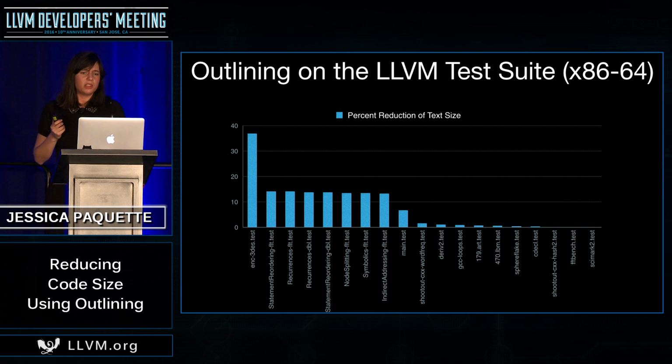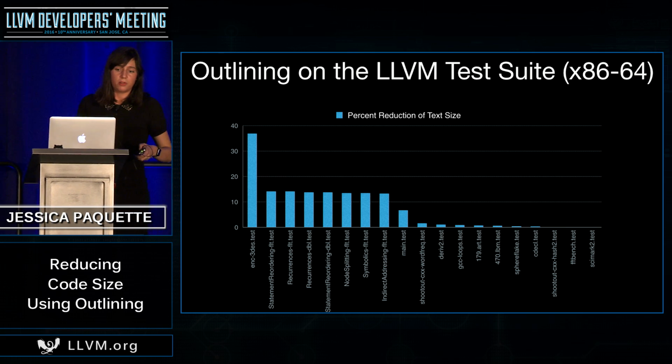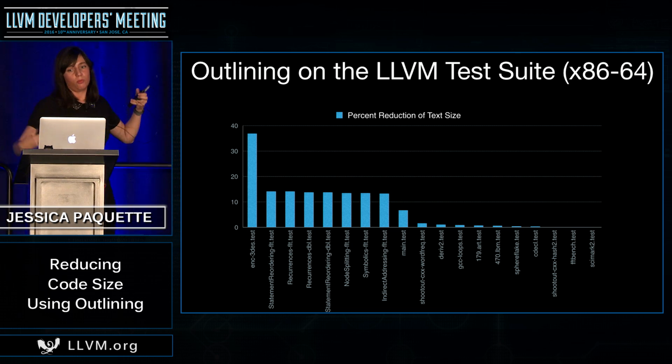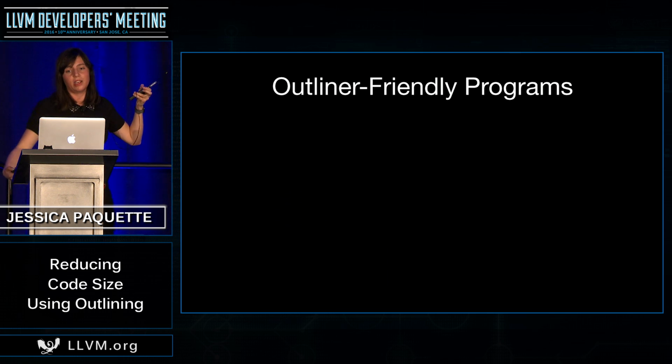Now, some programs did really, really well with the outliner, like up to a 40% reduction, and others did really, really badly with no reduction at all. I expect that we can extend these results to about a 20% reduction by being less pessimistic, but it's worth looking at where some of these programs did really well and where some of them did really badly.